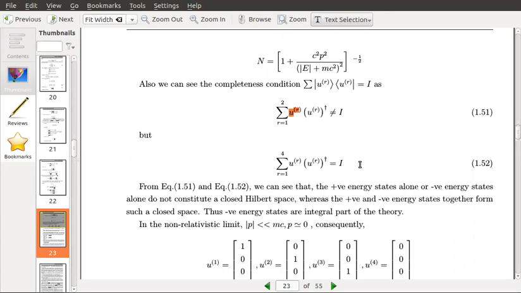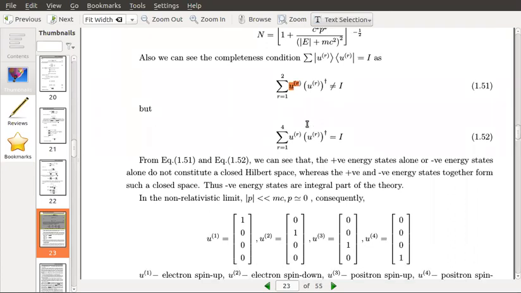Completeness is an essential property of linear vector spaces or the Hilbert space formalism. Okay. So what is the meaning of this? The meaning is that the four solutions are an integral part of the theory. So negative energy solutions are not a disturbance. It is a must.